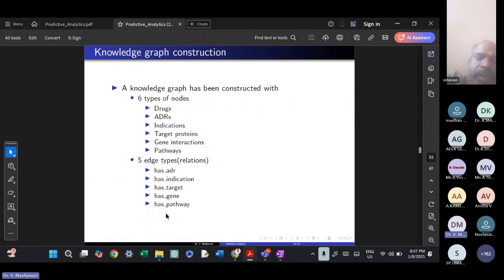Now, you connect two nodes if there is an association reported in the database. For example, in the database, we say drug D1 is causing ADR A1. Then the node D1 is connected to the ADR A1.